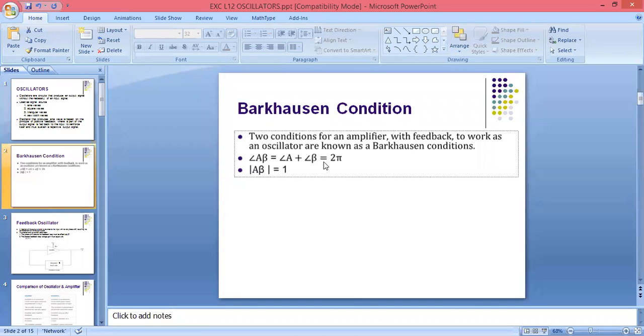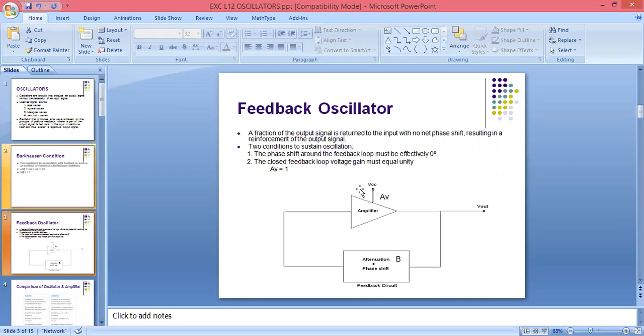Means what? The output will be in phase with the feedback. In other words, we can say the loop phase shift will be 0 degree or 360 degree. Here 2 pi is nothing but 2 into 180, that will be 360 degree. So when we are using an amplifier as a feedback oscillator, we have to follow the Barkhausen criteria, in which we require phase shift as 0 degree or 360 degree, and we require gain equal to 1.